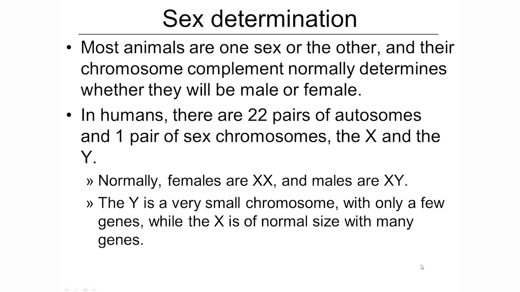It turns out that 22 of those pairs are what we call autosomes. Now we've referred to that word before, but autosomes doesn't mean they're not important chromosomes. They're vitally important for life. It just means that they have nothing to do with sex determination. And the autosomes don't differ in any appreciable way between men and women. It's the last pair, what by convention is thought of as the 23rd pair, that is the sex chromosomes.